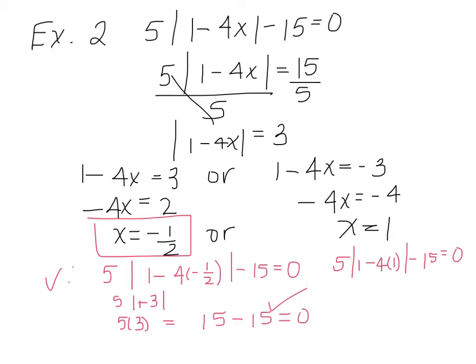Then over here we have 1 minus 4 times 1, which is negative 3. The absolute value of negative 3 is 3. 5 times 3 is 15, minus 15 equals 0. So this one works.